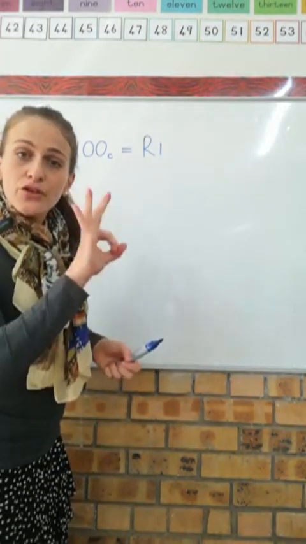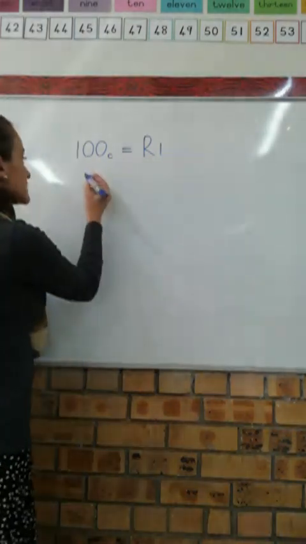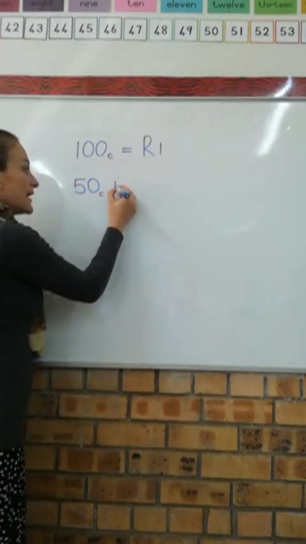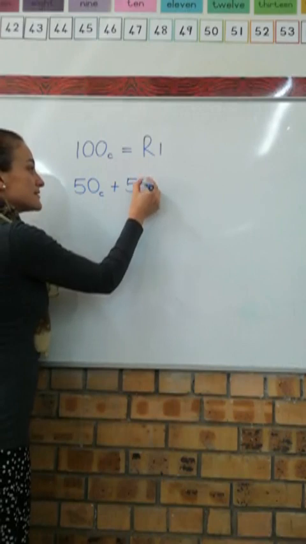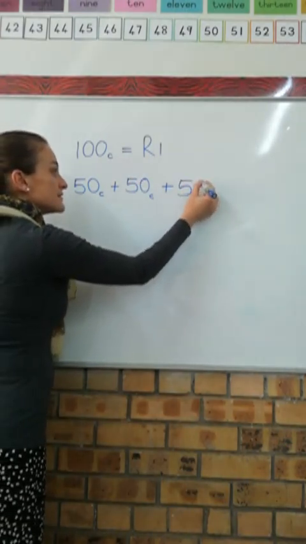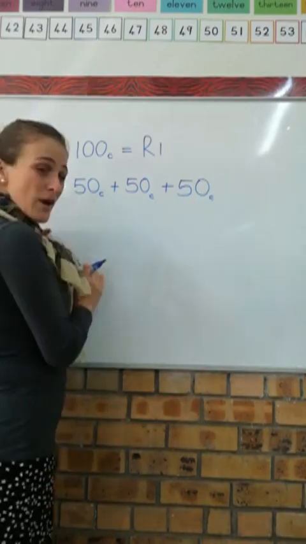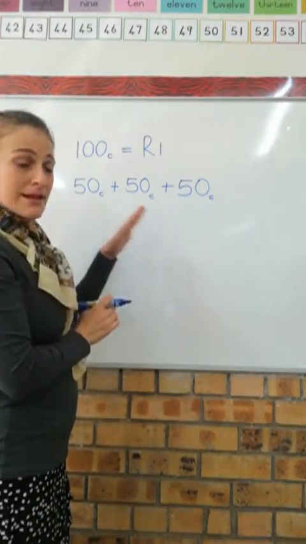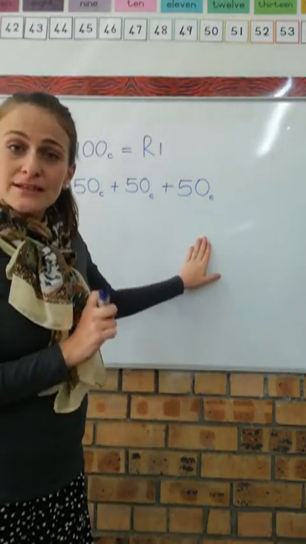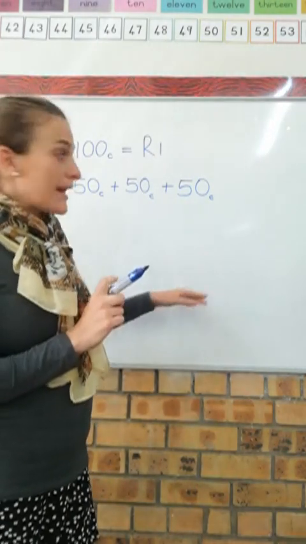Now we're saying if you've got 3 50-cent coins, so that will be 50 cents plus 50 cents plus 50 cents. Okay, so that's quite a big sum because it's 3 big numbers, 50 and 50 and 50. But it's not that difficult to do actually, okay?